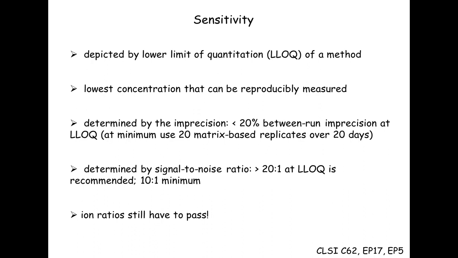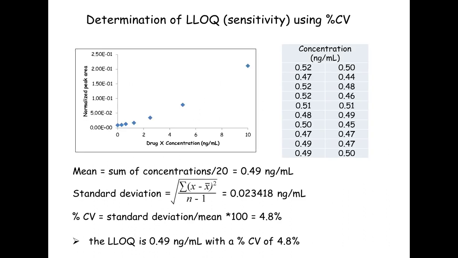You can also determine your sensitivity by signal-to-noise ratio, and we'll get to what that is in a second. It's recommended that your signal-to-noise ratio should be greater than 20:1 at the lower limit of quantitation, with 10:1 being the minimum signal-to-noise ratio that's acceptable. You also have to bear in mind that your ion ratios still have to pass, and we're going to come to ion ratios later on in the talk. Some of the guidelines that are helpful can be seen at the bottom of this slide.